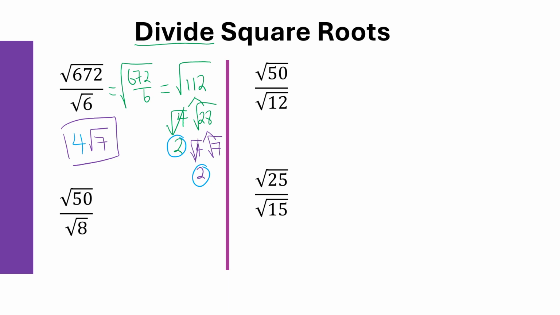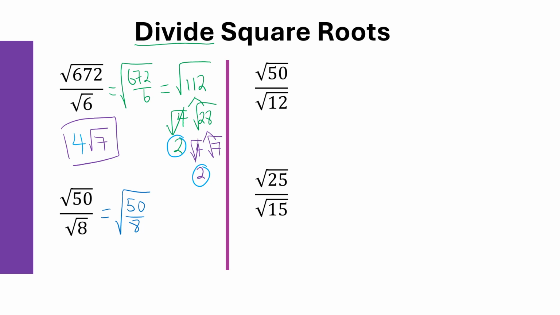So for the next problem, you will see that we have a little issue here, because again, I'm going to rewrite this as one square root, so 50 divided by 8. And when you type this in your calculator, 50 divided by 8, it's going to give you a decimal, and we don't want our answers to have a decimal inside the square root. So what we're going to do instead is to reduce this fraction.